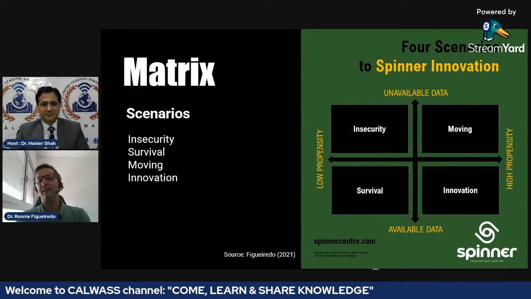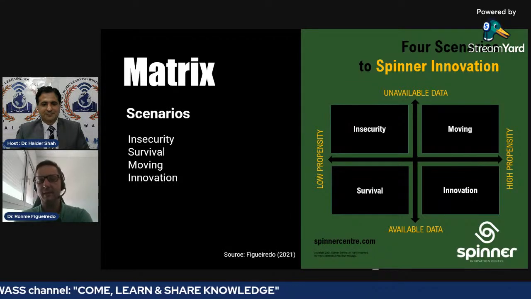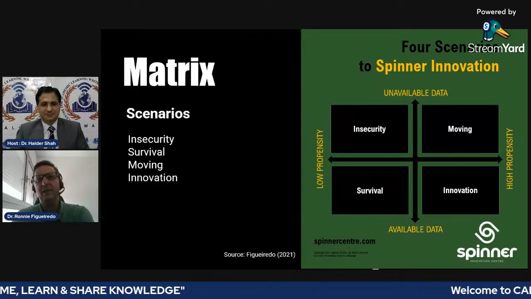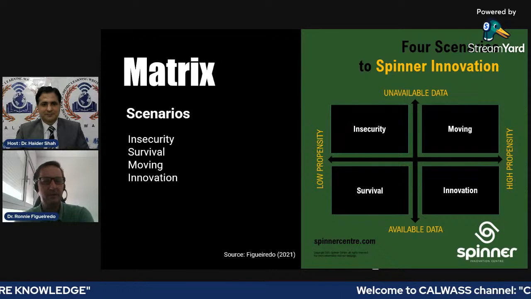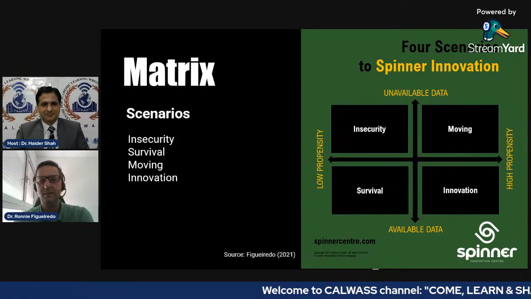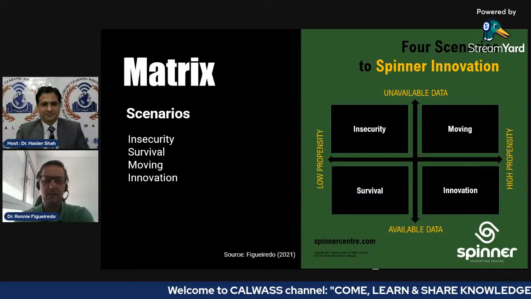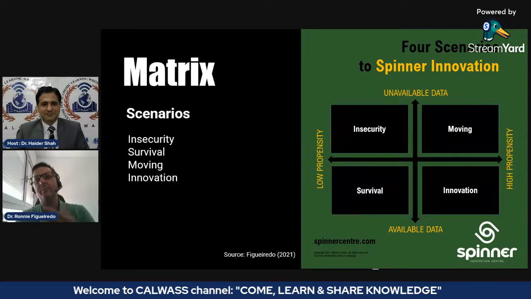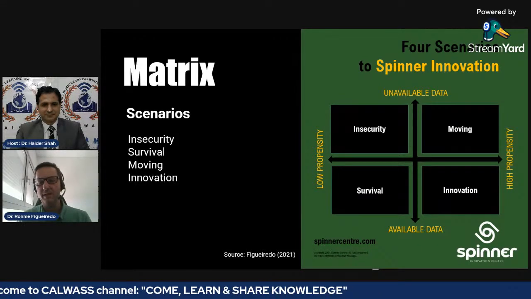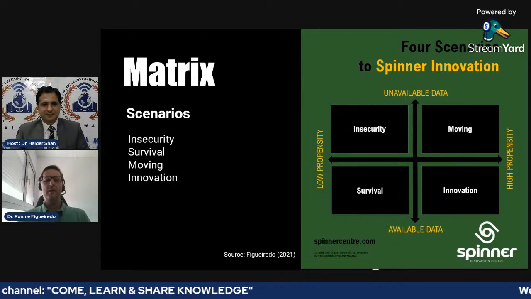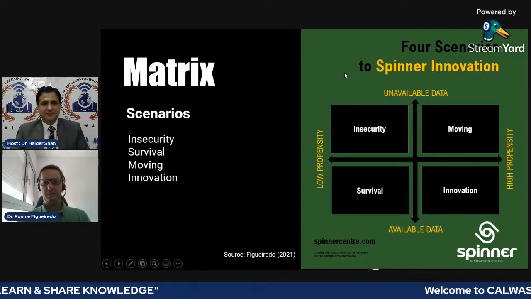And the fourth scenario is the state of the art. You have data and you have a high propensity to innovate. So you are in the state of the art. You have a lot of resources in terms of data and you have a high propensity to innovate. So this is the best scenario. Okay, let's keep discussing.